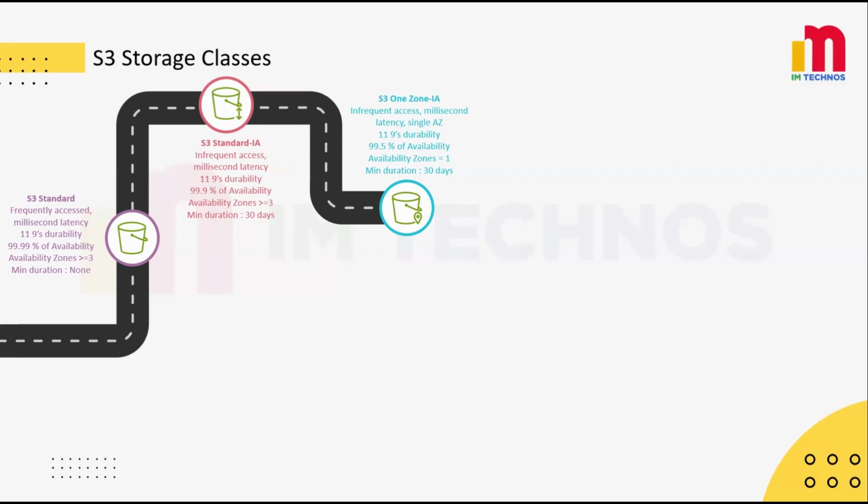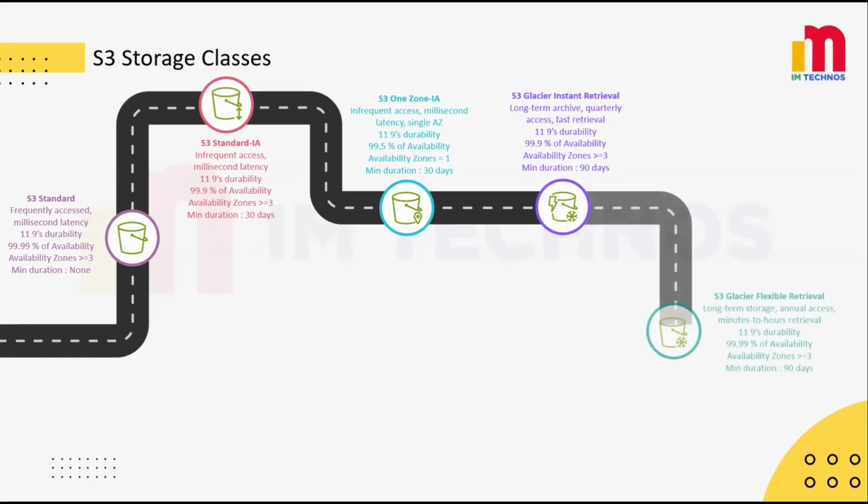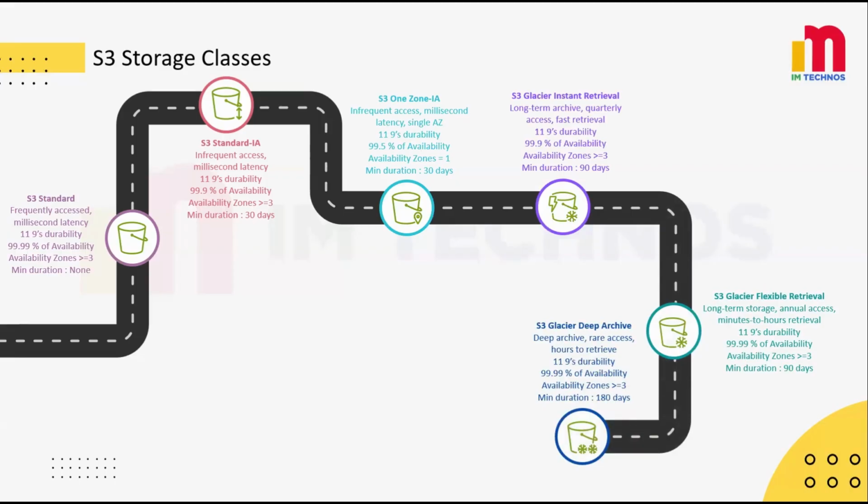Next, we have S3 Glacier Instant Retrieval. But before we dive into it, let's talk about Glacier as a whole. Under Glacier, we have three storage classes: S3 Glacier Instant Retrieval, S3 Glacier Flexible Retrieval, and S3 Glacier Deep Archive. All three Glacier storage classes are designed for archival or long-term backup data. The main difference between them is how quickly you need the data when it's accessed. S3 Glacier Instant Retrieval is for archive data that is rarely accessed, but when you do need it, you want it back instantly, just like the Standard or Infrequent Access storage classes, however, at a lower cost.